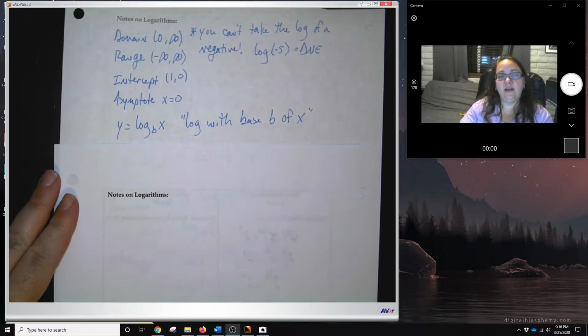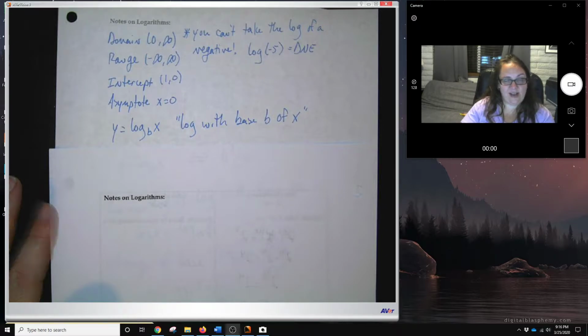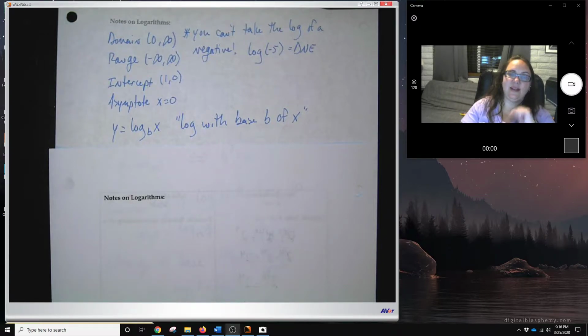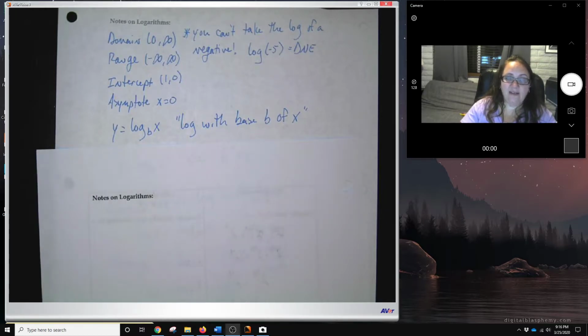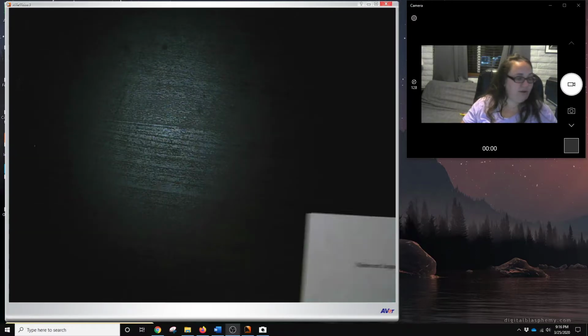Feel free to pause this as liberally as you need to write everything down. If you're not writing anything down either, that's fine. But this is the way a logarithm looks. It is y equals log with base b of x. That's how we read that: log with base b of x. And since they're inverses, every logarithm can be rewritten as an exponential. So y equals log with base b of x is the same as saying b to the y equals x. That's how we convert those back and forth.